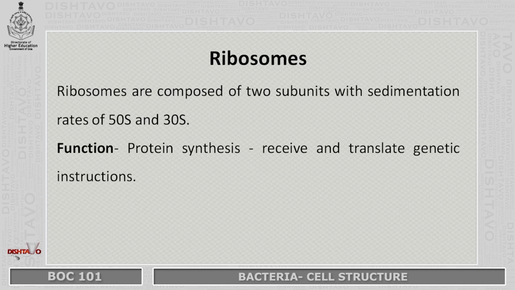Bacterial ribosomes are a complex structure of proteins and RNA. They are composed of two subunits with sedimentation rates of 50S and 30S. The chief function of ribosomes is protein synthesis, whereby they receive and translate the genetic instructions for formation of specific proteins.